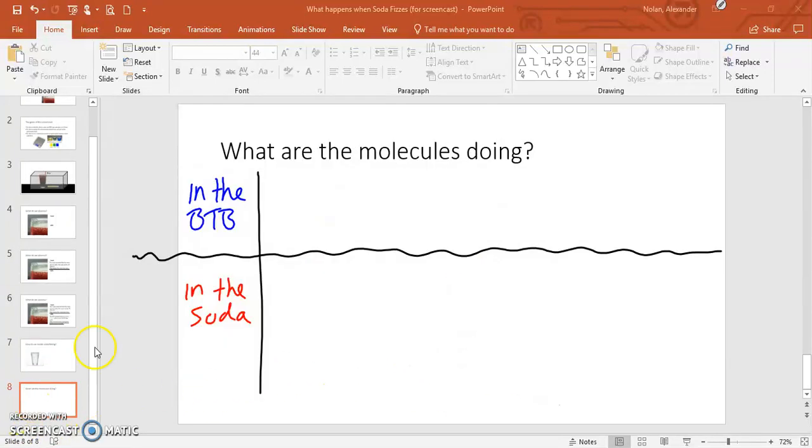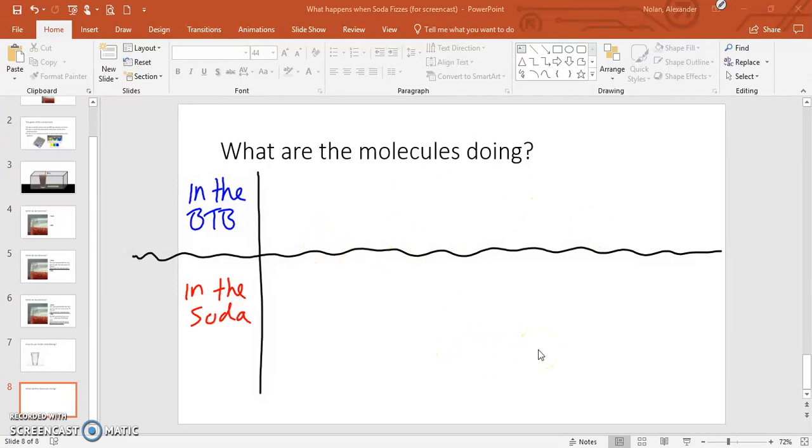Okay, so I've set up a little diagram here so that we can compare what the molecules are doing in the BTB as opposed to the soda. So let's try to set up some chemical reactions here. If you remember what a chemical reaction is, it's when the molecules that you start with rearrange in order to make molecules that you end with. That's the whole idea behind a chemical reaction. There's lots of ways to do this. Now, we're just going to start with what we know.